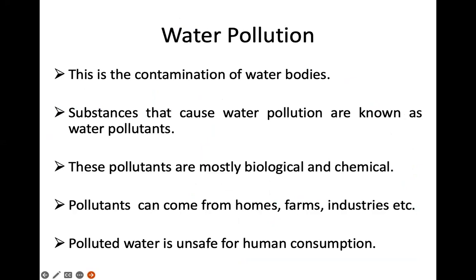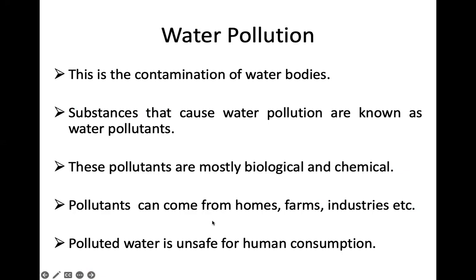Water pollution. Because surface water is always available to use, it is often polluted. And if it is polluted, we say it is contaminated. Polluted water simply means water that is contaminated with some impurities. Substances that cause water to get polluted are known as water pollutants, and these pollutants are mostly biological and chemical agents.